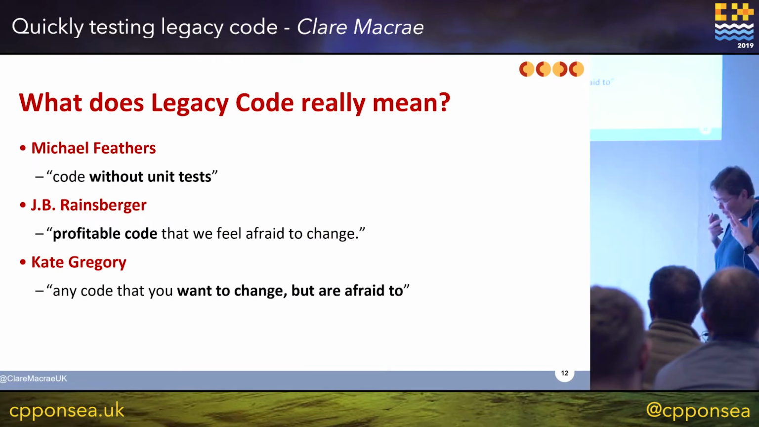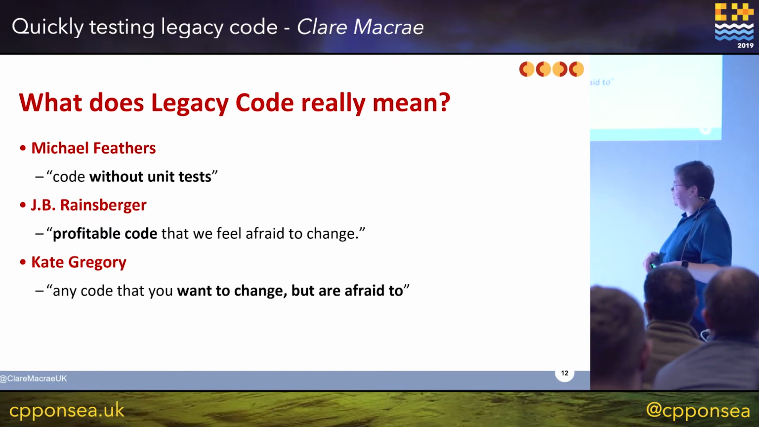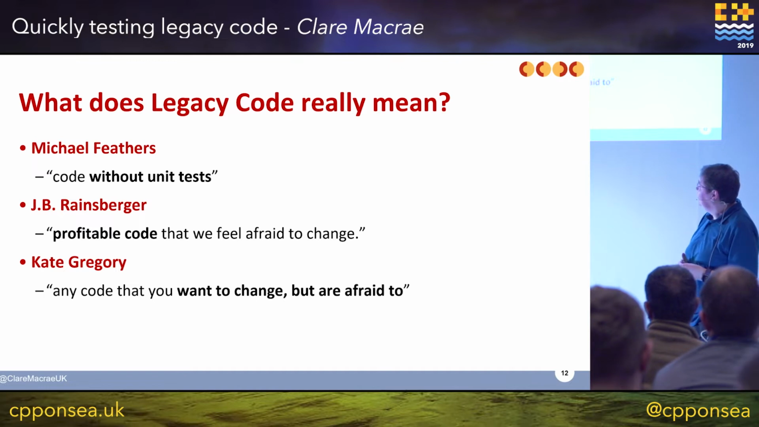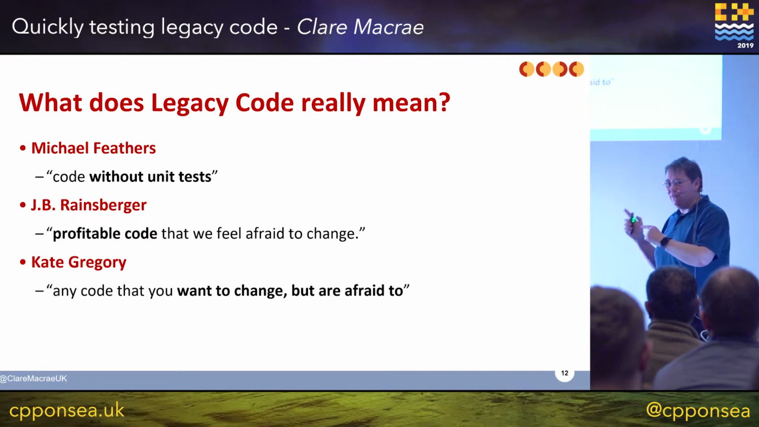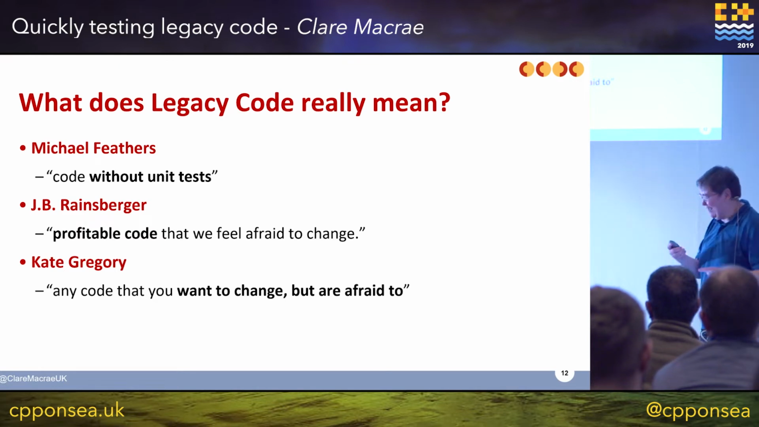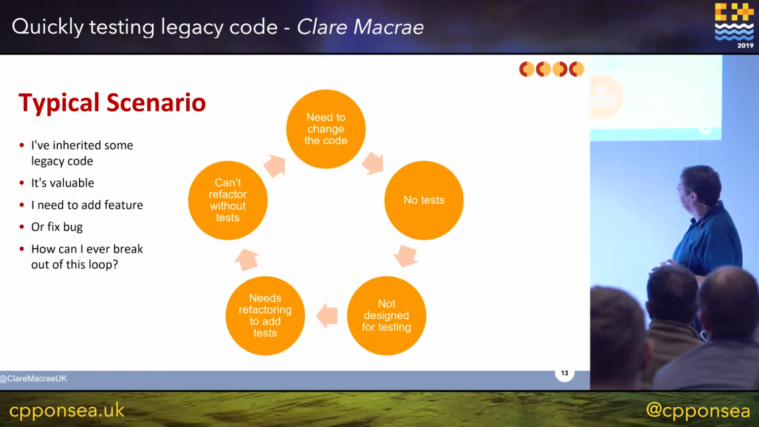Here are some common definitions. I think the most well-quoted one is Michael Feathers' code without unit tests. I like J.B. Rainsberger's, profitable code that we feel afraid to change. But I work in a non-profit organisation, so I really like Kate's as well. Any code that you want to change but are afraid to. I wrote that slide a while ago, and then rereading it after Kate's keynote, fear, okay, that's interesting. That ties back really nicely. So whichever definition you want, I don't mind. I think they're all good definitions.